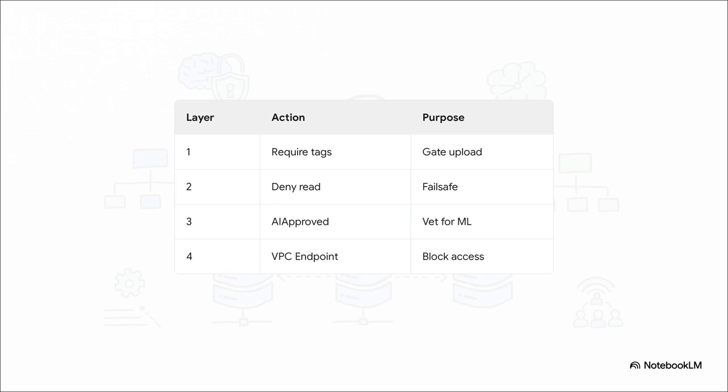Layer 2 is your failsafe. It denies reads entirely if the metadata somehow gets stripped. Now Layer 3 is where the magic happens. Even if the data is classified, it absolutely needs a specific AI-approved tag to be read by a model. And finally, Layer 4 restricts the whole thing to a designated VPC endpoint, completely blocking lateral network movement. If just one of these checks fails, the data automatically shuts out the unauthorized AI, no exceptions.